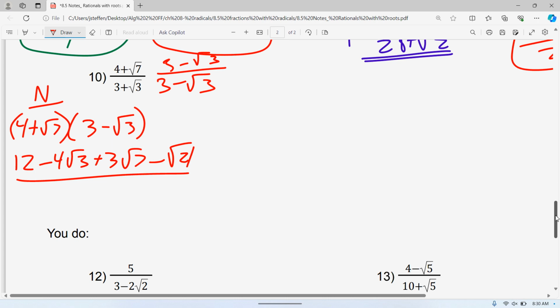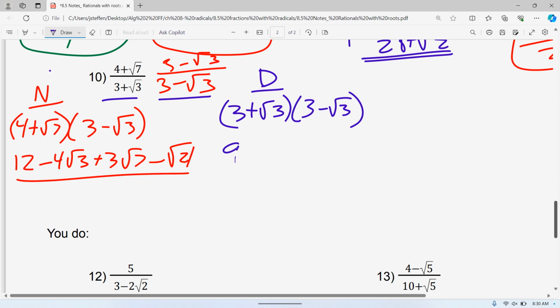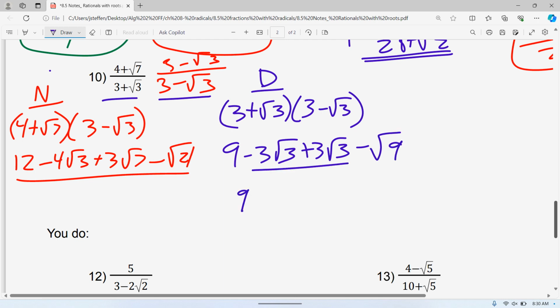And the denominator still works out really nicely because we had the conjugate, so that one does work out well, or should. 3 plus square root of 3, 3 minus square root of 3. 3 times 3 is 9. 3 times negative root 3, and 3 times positive root 3 is positive root 3. And positive root 3, negative root 3 is negative root 9. So those cancel nicely. We end up with 9 minus 3, square root of 9, which is 6. So all the math is over 6.